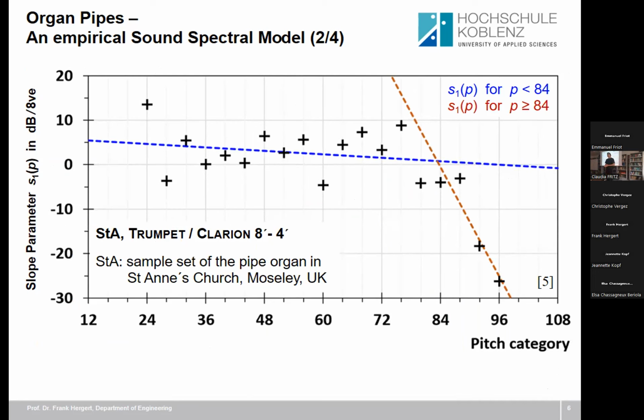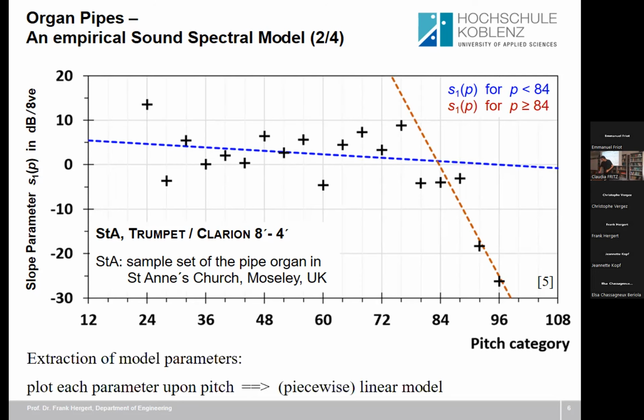The reason is this was a trumpet rank, and the pipes change from trumpets to principals in the very top because it's difficult to build trumpets up here. So we get 2 slopes, and P is the pitch category. So pitch 84 should be C7, I think. So in principle, if I fit every spectrum, I get some values, and then I take the average to equilibrate some deviations, and I get a very simple model, which is just linear. And if I like, it's piecewise linear in this case, because I have to separate the top octave off.